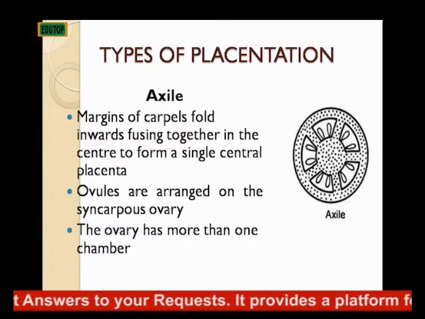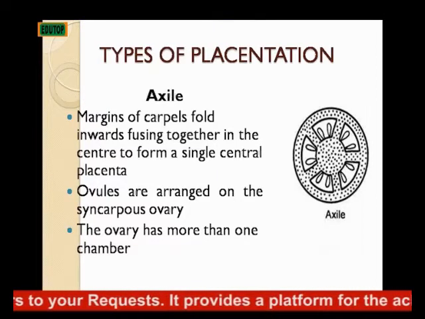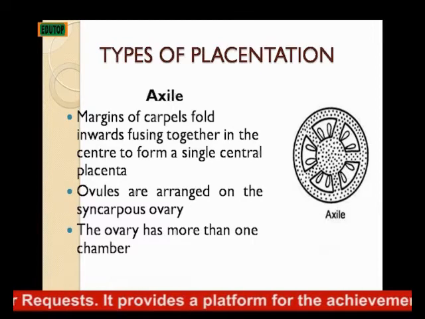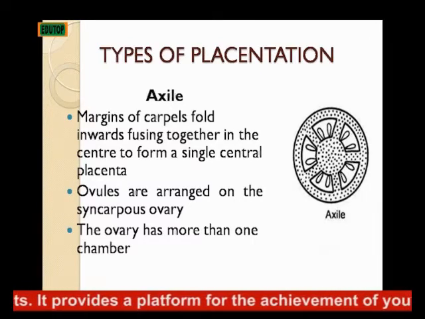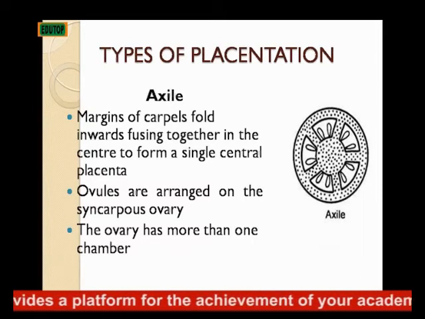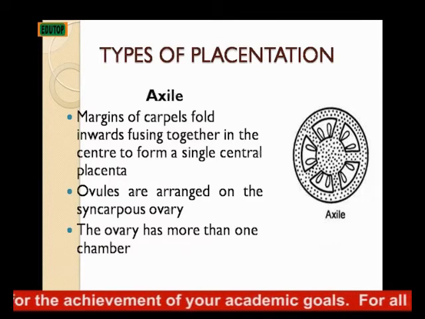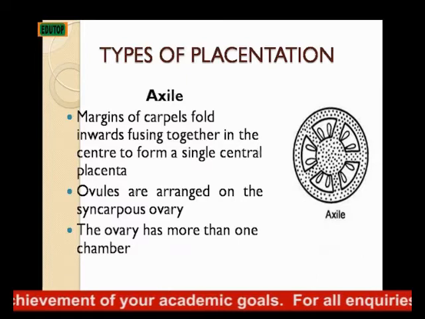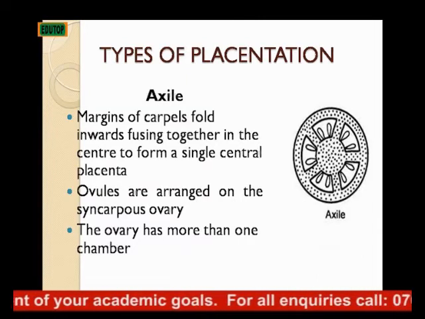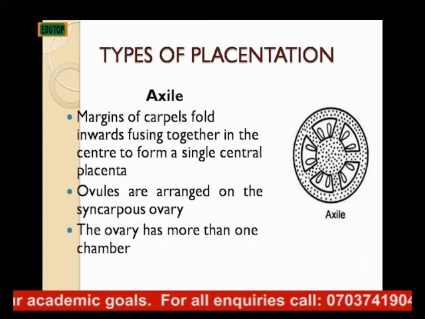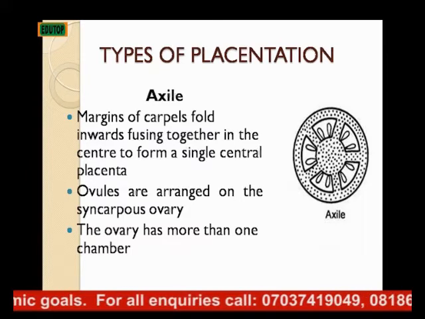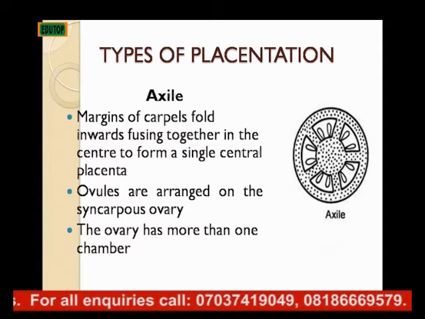Then the third kind of placentation that we'll be talking about is what we call axial placentation. In axial placentation, the margins of carpels fold inwards, fusing together in the center to form a single central placenta. The ovules are arranged on the syncarpous ovary. Then the ovary has more than one chamber. Can you see? 1, 2, 3, 4, 5. We have about 5 chambers in this diagram.